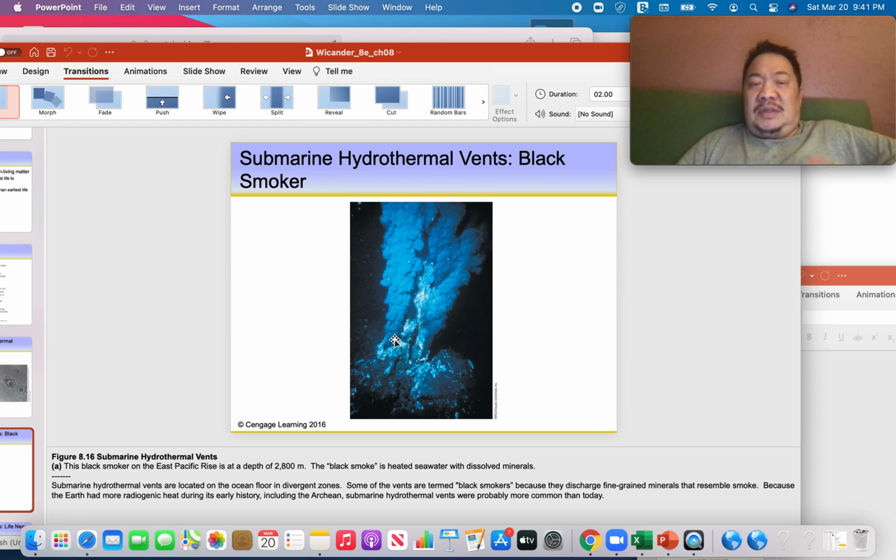First thing they did, besides taking photographs, is they put out temperature probes and found out that the water coming out was up to 300 degrees Celsius. That's about 500 degrees Fahrenheit. That is really hot water coming out. And to their shock and amazement, when they sampled these black smokers, they found that there are these tiny little microscopic microbes belonging to domain Archaea.